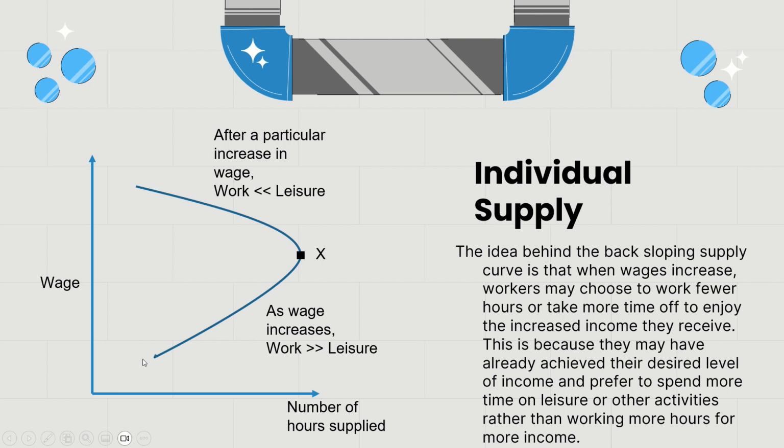So as the number of hours increases, your wages are also going to increase. But at the same time, when you have achieved some sort of income, you would obviously like to spend more of it, like go for a vacation or shopping or something like that. So you prefer leisure more than actually working. After a particular increase in wage, you would like to spend that money on leisure activity. But until the point X, as wages increase, you work more and spend less on leisure activities. So this is the individual supply curve.